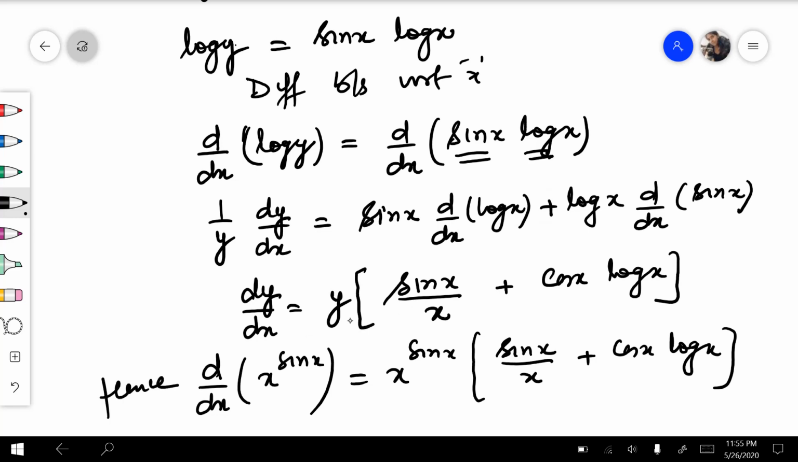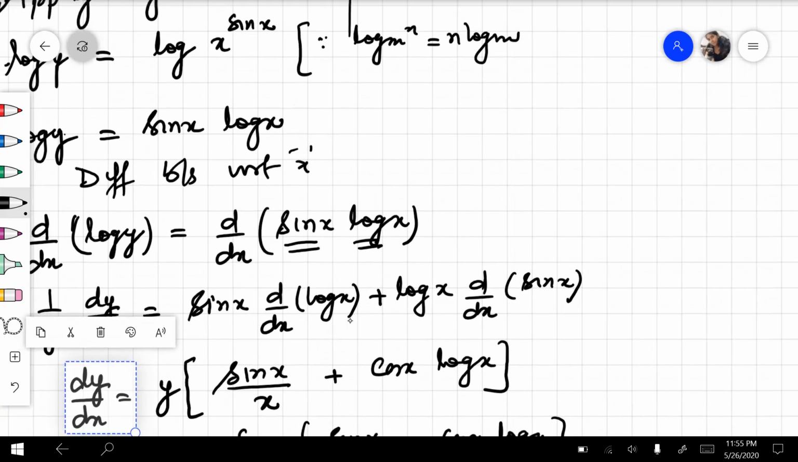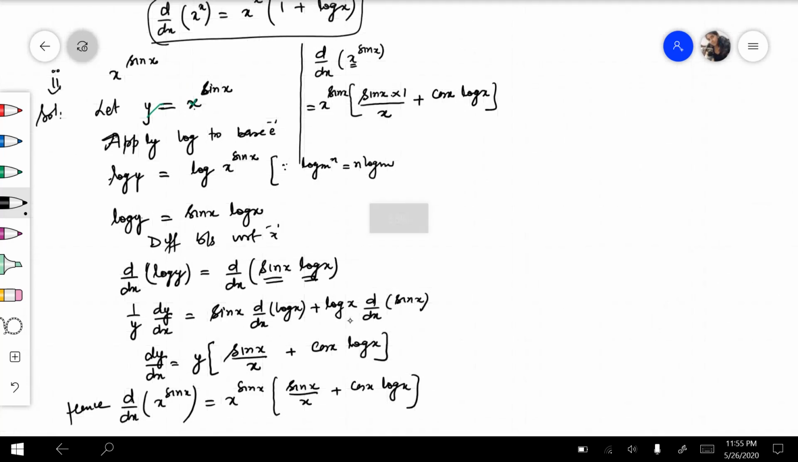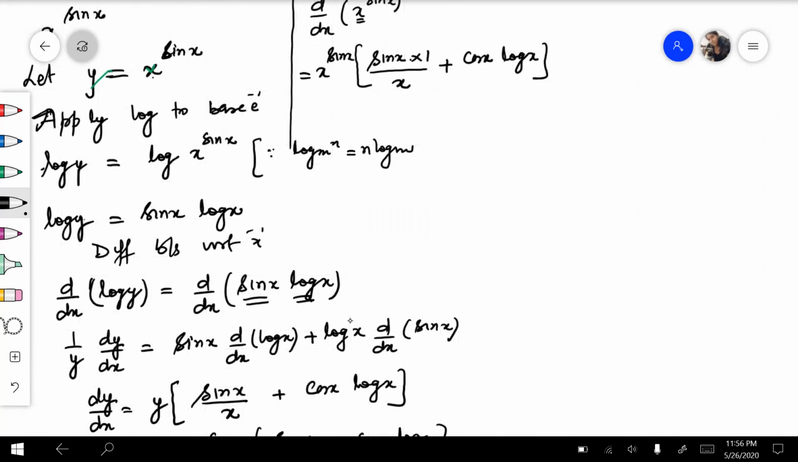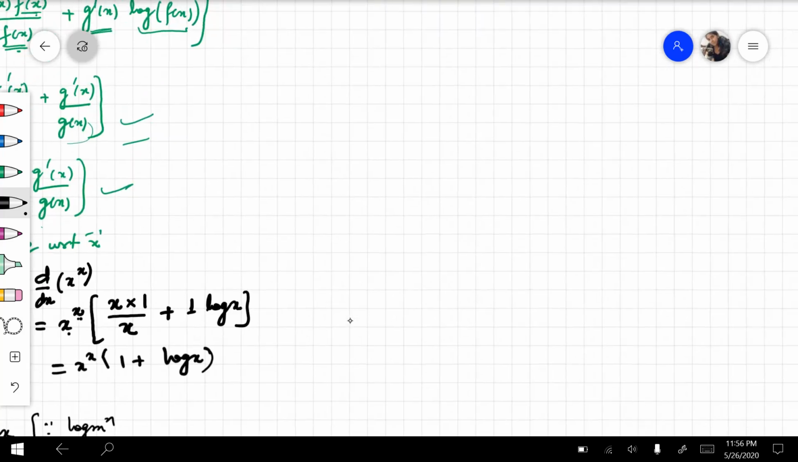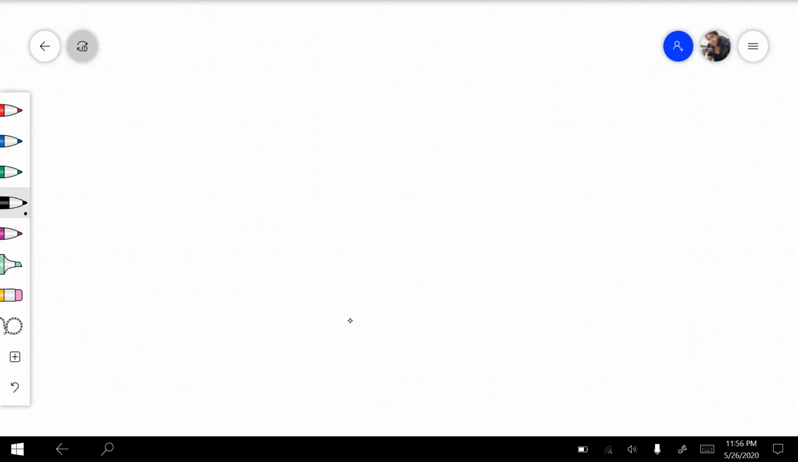और चेक कर लीजिए, हमने ऑब्जेक्टिवली भी यही फाइंड किया था. x raised to power sin of x into sin of x upon x plus cos of x into log of x. So in the similar fashion you can try this part. मैं यहाँ पर लिख रहा हूँ, आप कोशिश कीजिए. It is sin of x raised to power log of x. इसका अपना डेरिवेटिव फाइंड करना है.